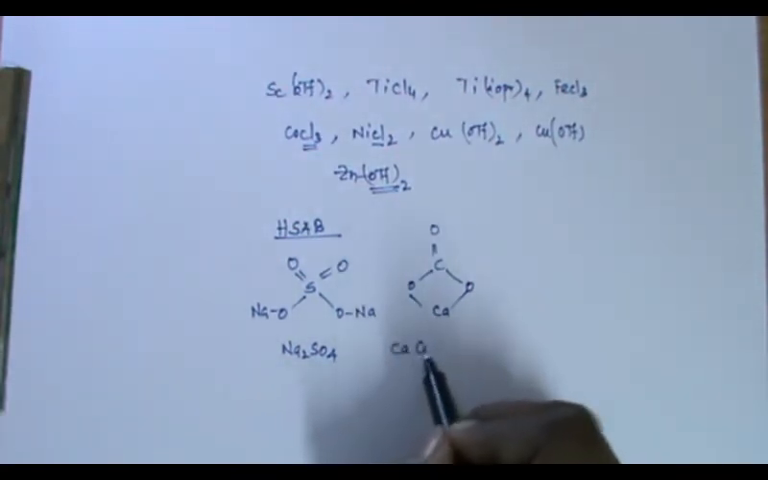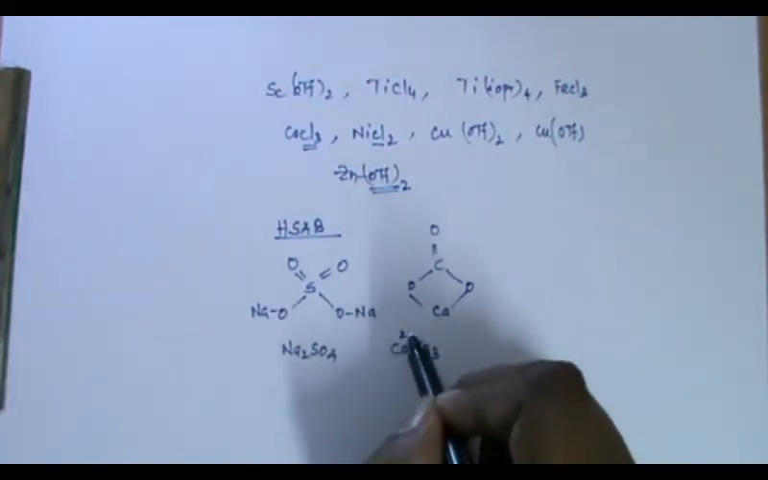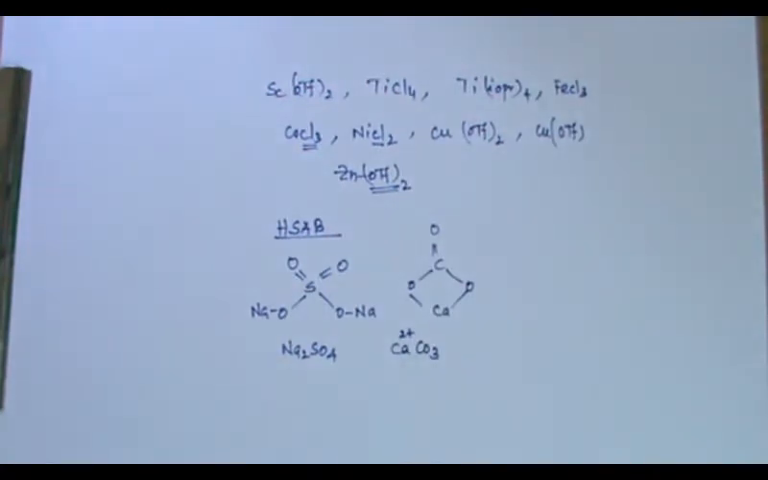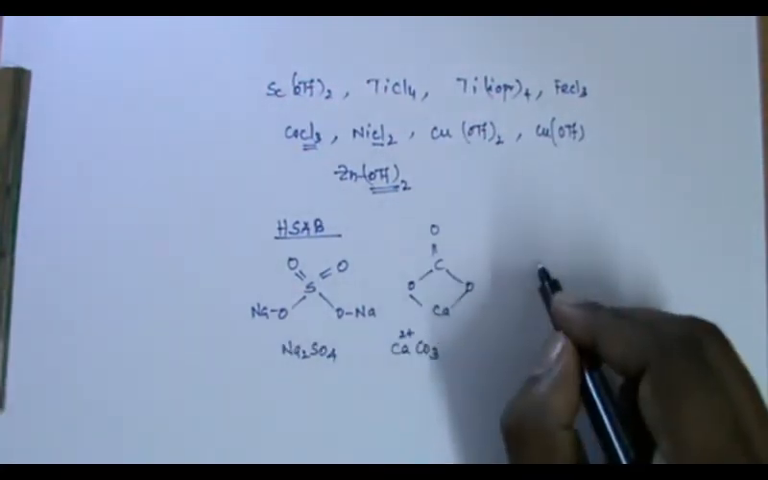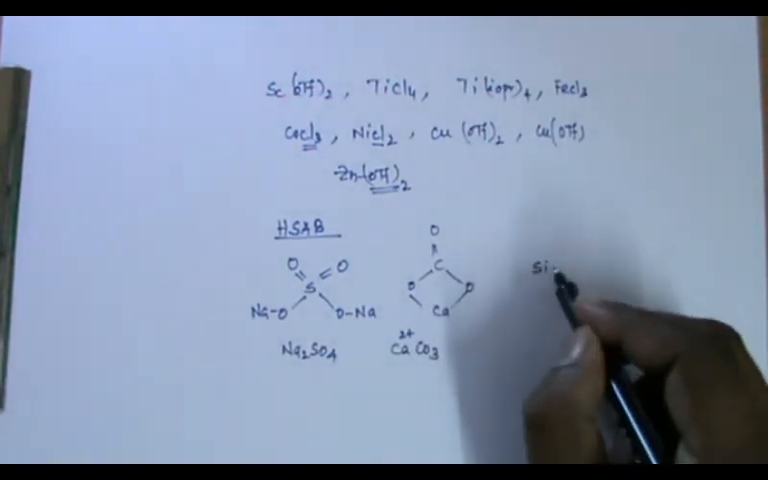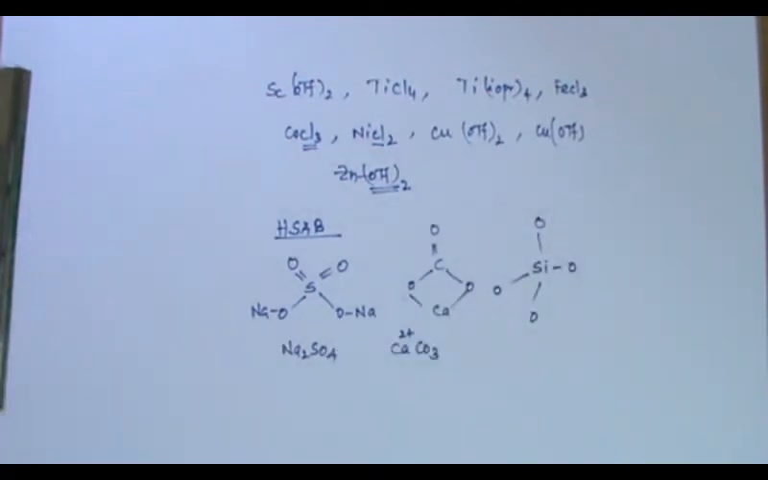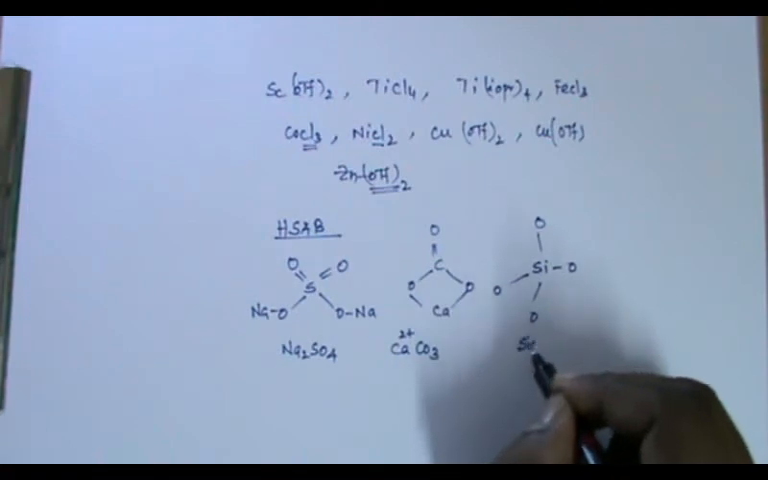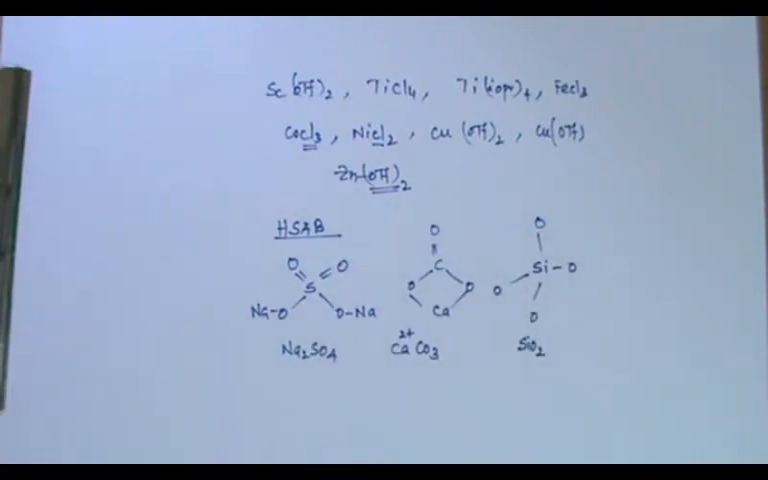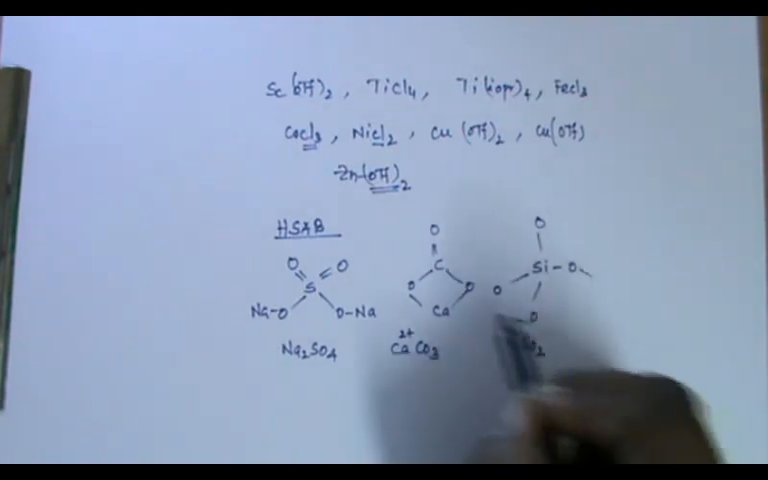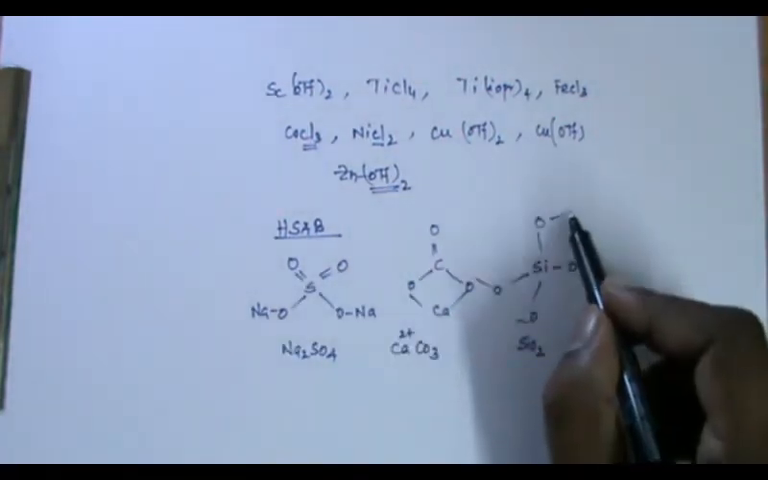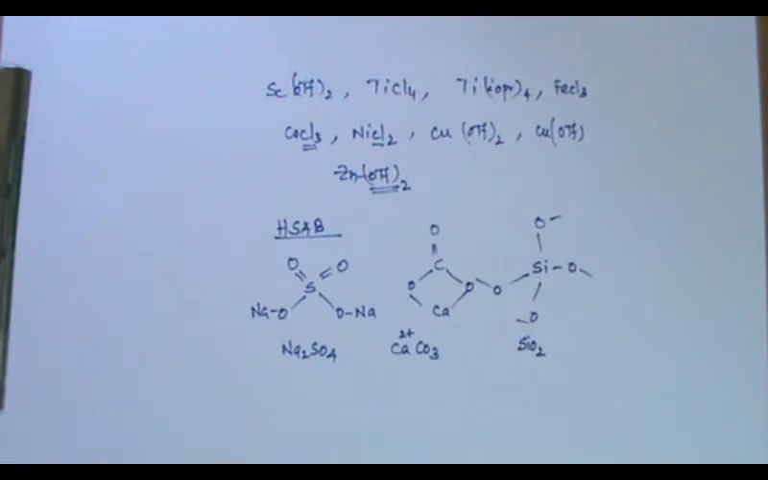Calcium carbonate. Calcium is 2 plus, carbonate is 2 minus. Or I go for silicon dioxide. Silicon dioxide, you may know the formula is SiO2, but it is not a monomer. It is basically a polymeric silicon dioxide. Further, it will be attached with silicon and it will be a 3-dimensional structure. So that is why it is very hard.